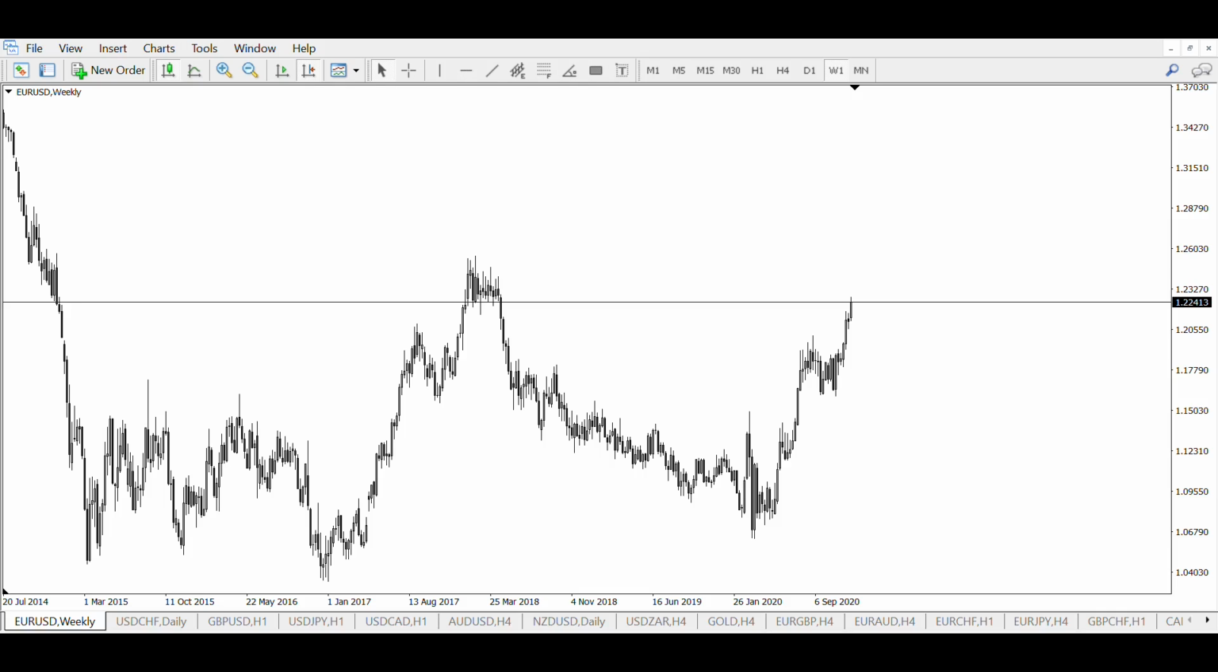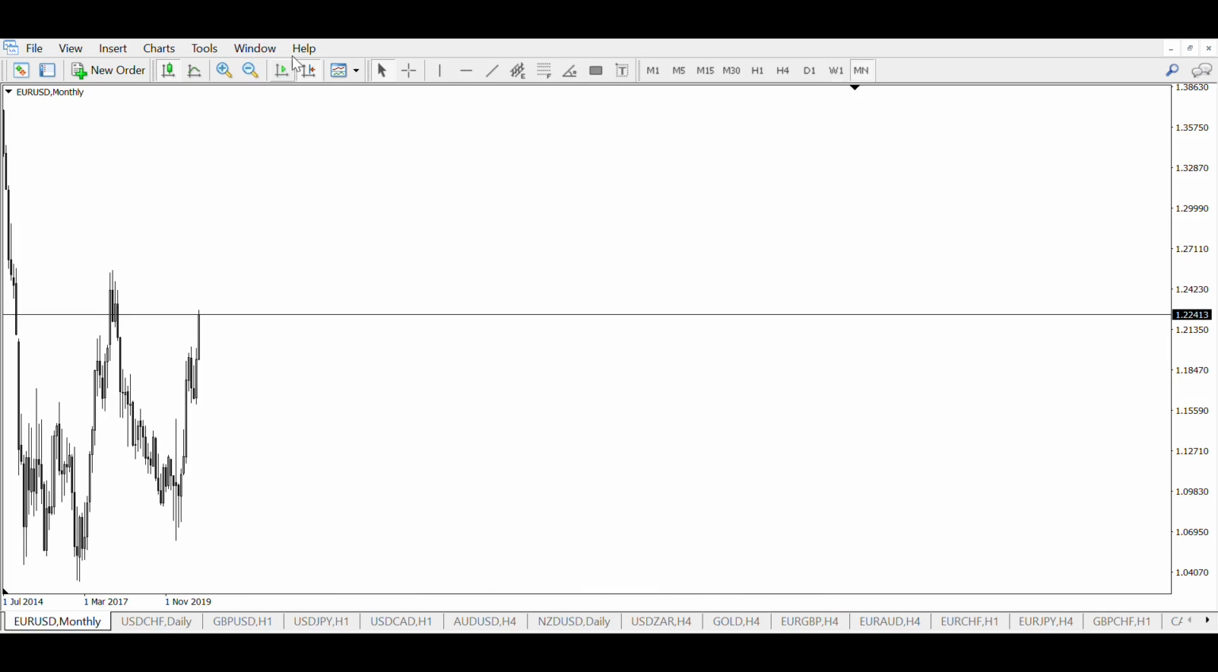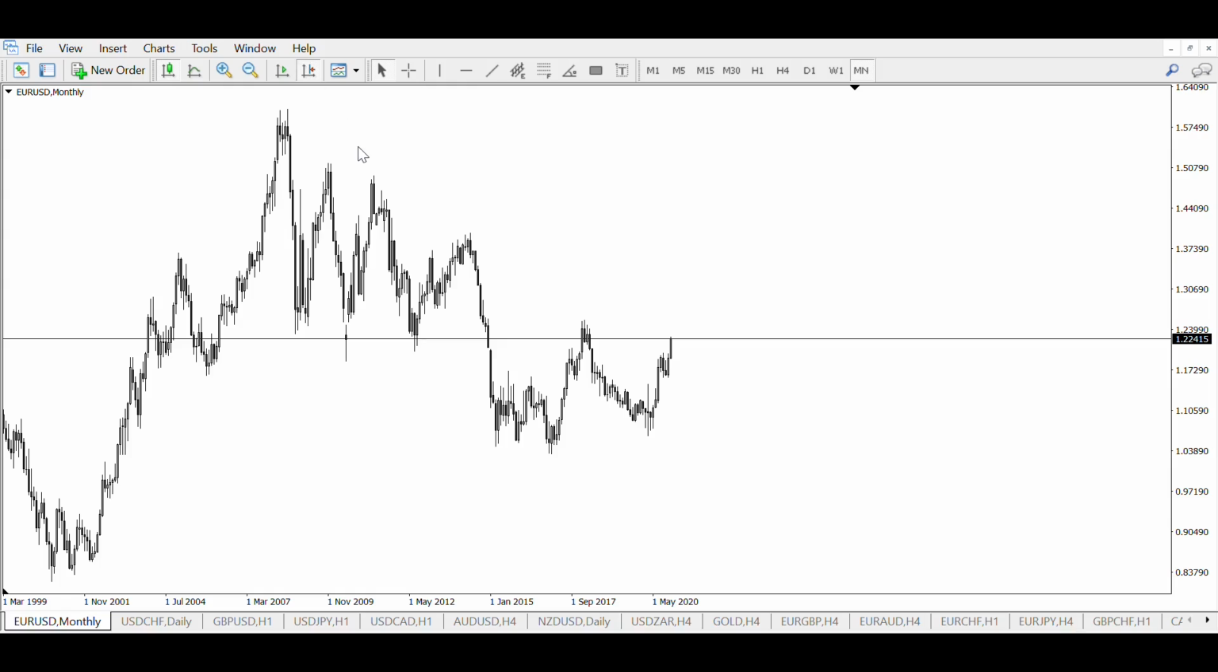Now, jumping straight in, we will see that on the monthly time frame, Euro USD is at a very interesting level because previously these lows were created at a very similar level and price rejected from it once already. So let me just identify this area for you so that you can understand what I'm talking about.